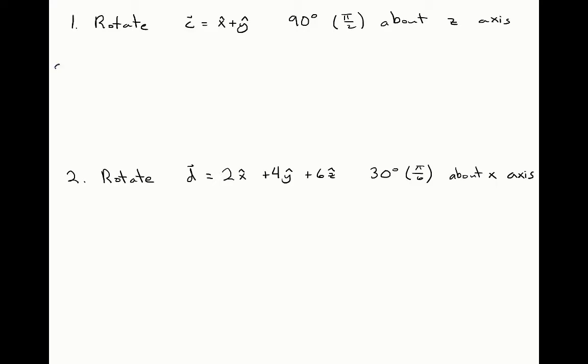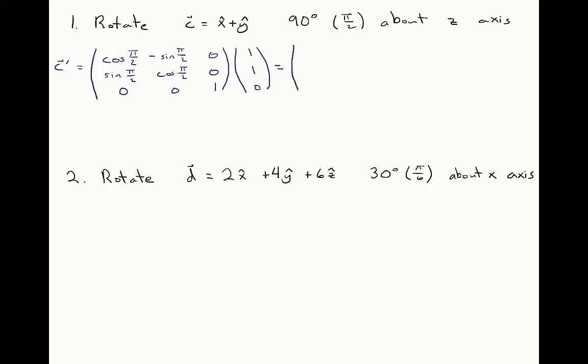So we are looking for c prime. So we need the rotation matrix for the z-axis, and we need to plug in pi over 2 for our angle. Then we need to write our vector c as a matrix, so that's 1, 1, 0. And remember, cosine of pi over 2 is 0 and sine of pi over 2 is 1. So if we multiply all of this out, we end up with minus 1, 1, 0, which is minus x hat plus y hat.